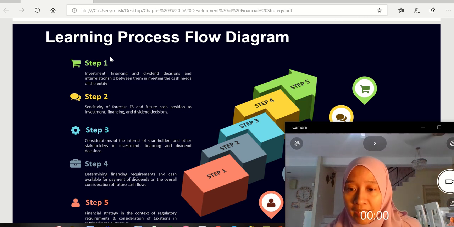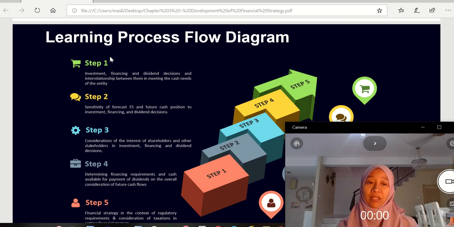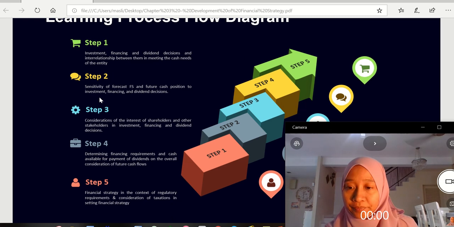Step 4, determining financing requirements and cash available for payments of dividends, on the overall considerations of future cash flow. This is where you blend the ratios that you have learned in the first chapter, the gearing ratio, price earnings ratio, this kind of thing.